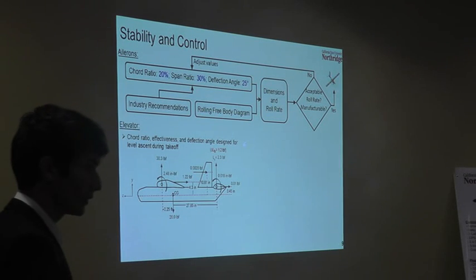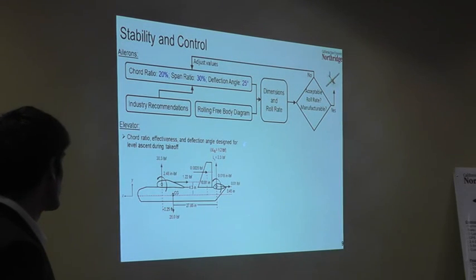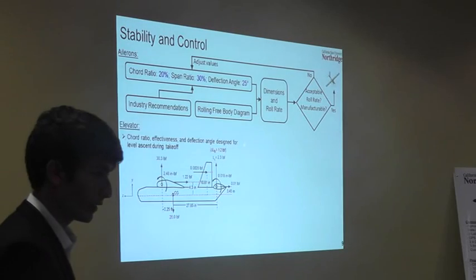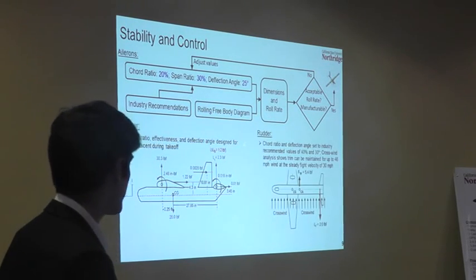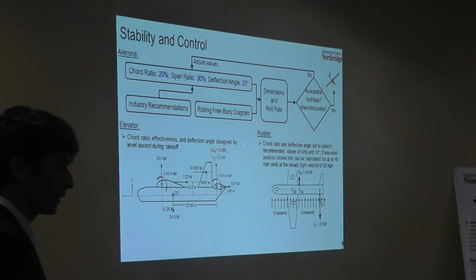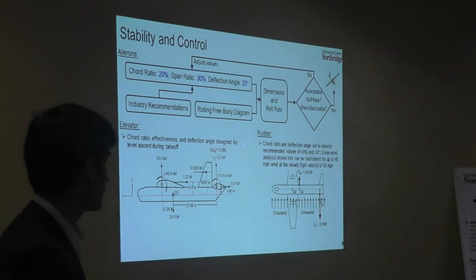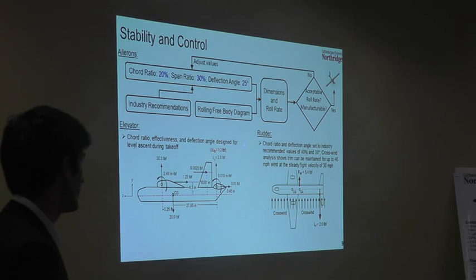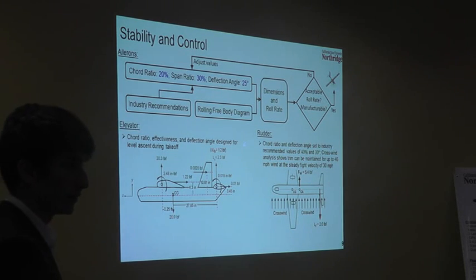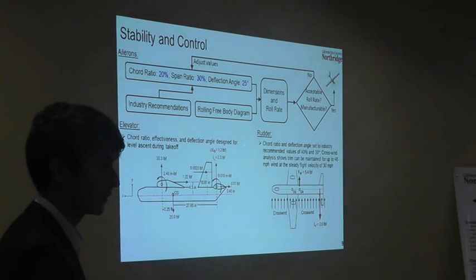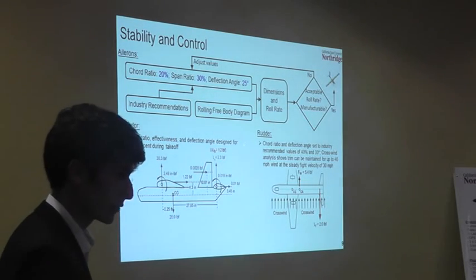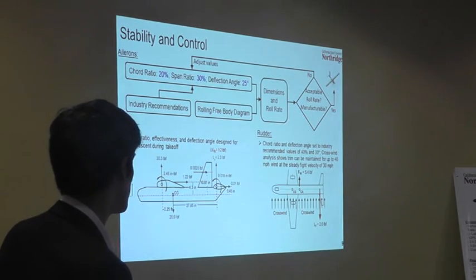The elevator to control pitch was designed for level ascent during takeoff. And the rudder, because we did not have the facilities to perform the required empirical testing, we went with the industry recommended values initially, but found later that a crosswind analysis showed we could withstand a crosswind of up to 46 miles per hour with those given values.